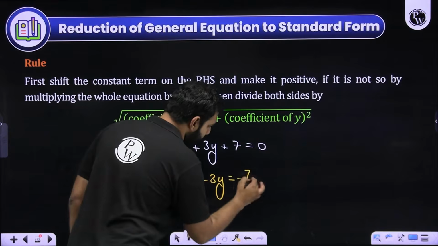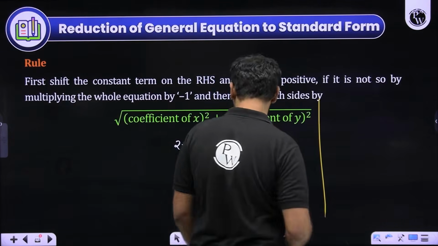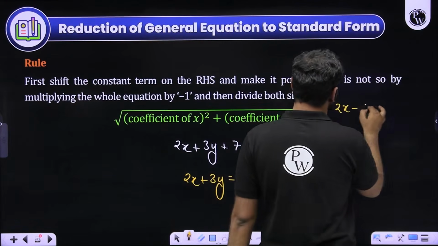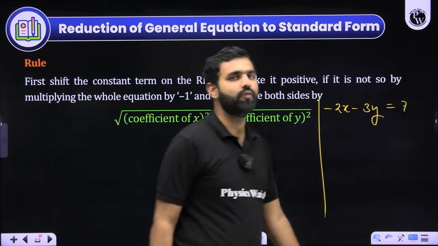But the problem is it should not be negative. So I'll make it positive by multiplying by minus 1 on both the sides. So what will I get? I'll get minus 2x minus 3y, I hope you can see it very clearly, is equal to 7. Any doubts, any confusion on that?